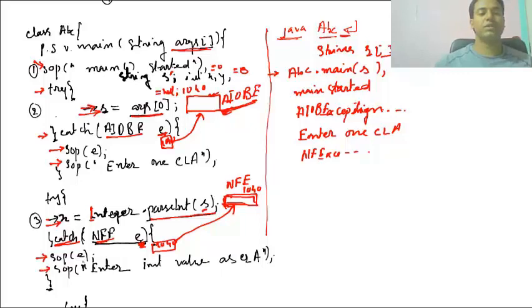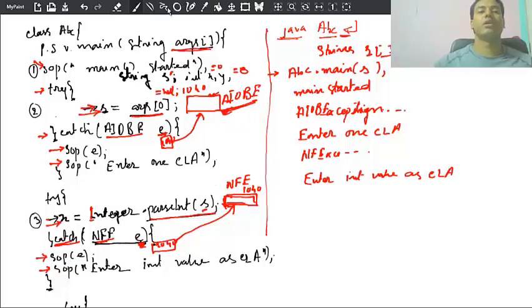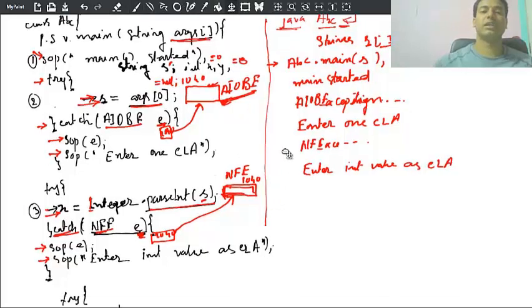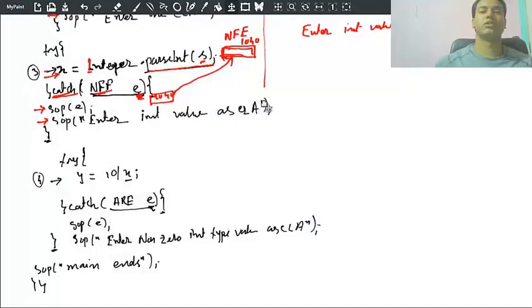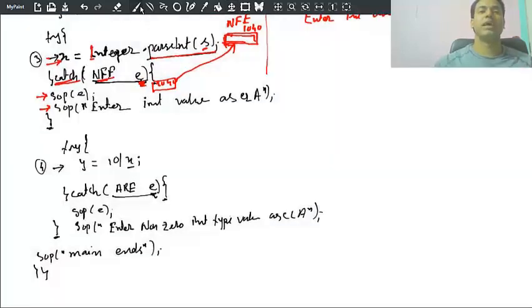And then control is in this print, it prints here: enter int value as command line argument, right? Now an exception is raised in the second try also, and it is handled by e. Now what will happen? Because the exception is handled here, it continues the execution. It will not stop here, it continues.